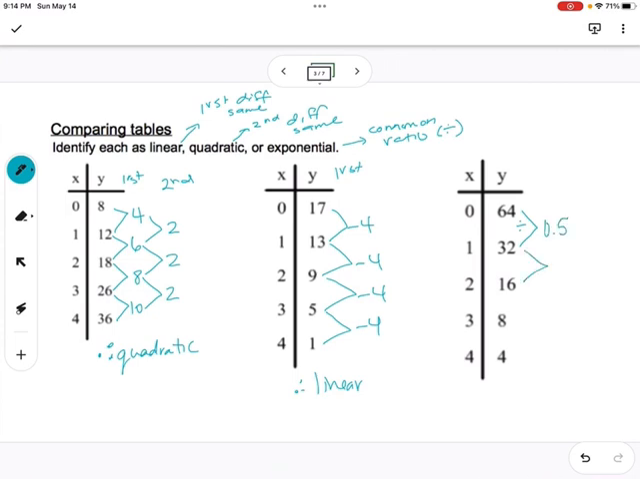16 divided by 32 gives us 0.5. 8 divided by 16, 0.5, and 4 divided by 8, 0.5. So that gives us a common ratio. When we divide each of the numbers, we get the same amount. So because we are dividing here, we get the same amount. This one is exponential.